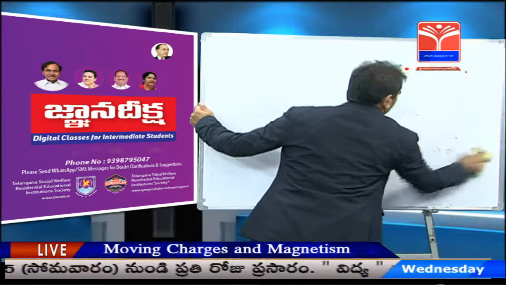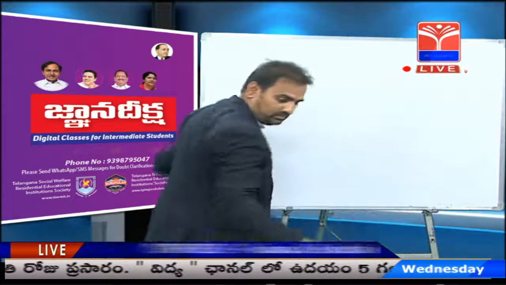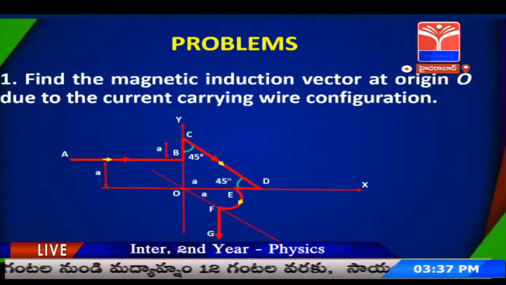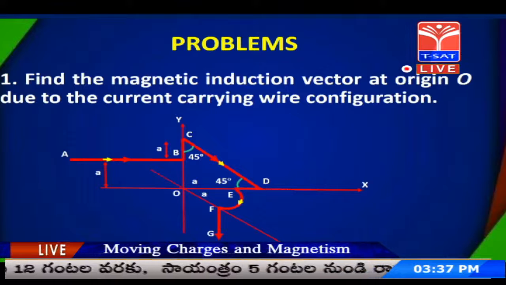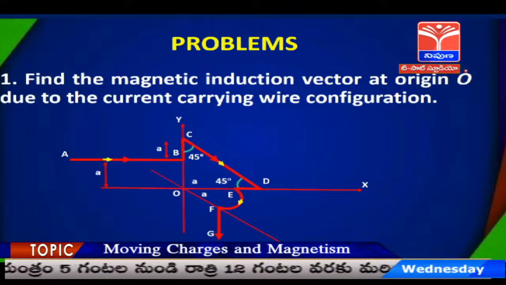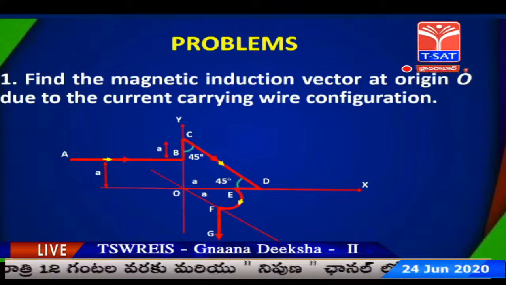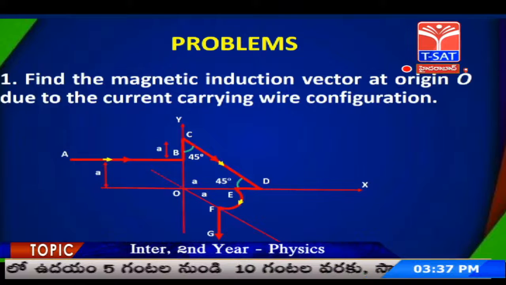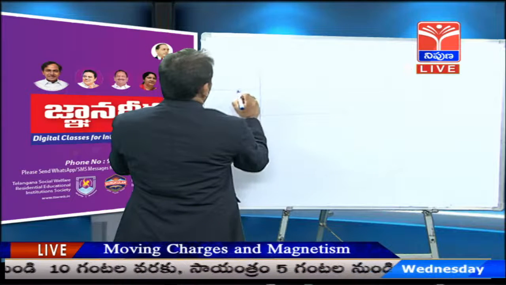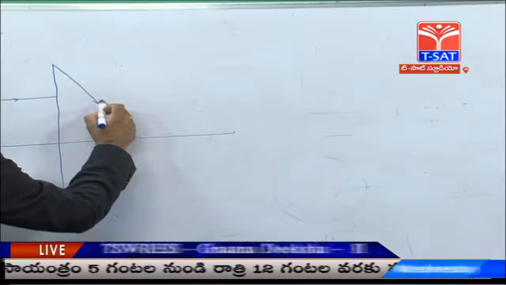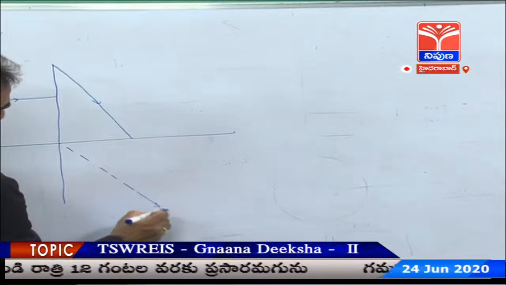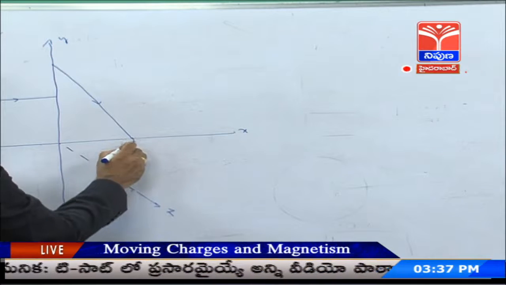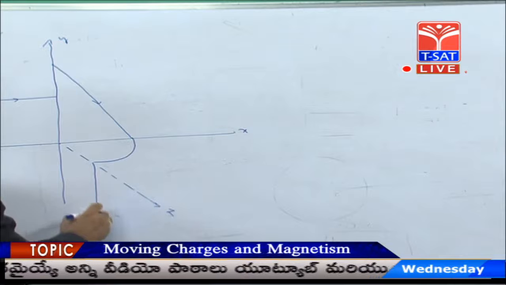The first one is: find the magnetic induction vector at origin O due to the current carrying wire configuration as shown in the figure. The figure was given, and the current is carried along the direction like this. This is the z axis, this is the x axis, and this is the y axis. The wire is bent in this form and comes like this.